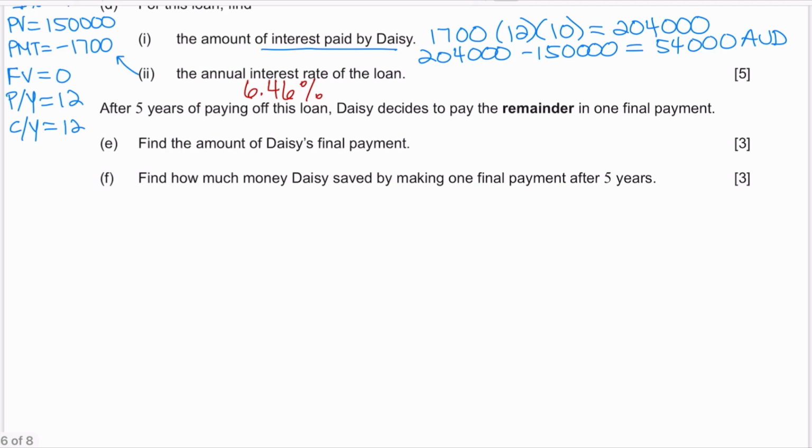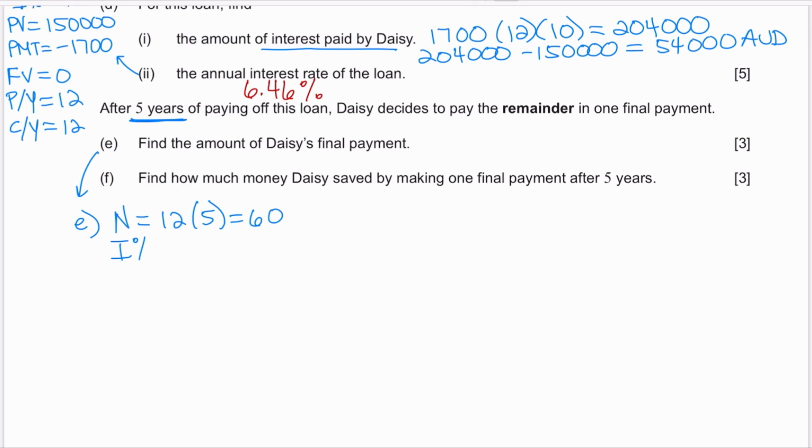After 5 years of paying off this loan, Daisy decides to pay the remainder in one final payment. Find the amount of Daisy's final payment. Okay, so what has been happening with Daisy? She has been paying this off for 5 years. So I'm going to go back to the calculator. This is for part E. And I'm going to write down that N is 12 times 5 or 60. Daisy has made payments for 5 years. She has made a total of 60 payments so far.